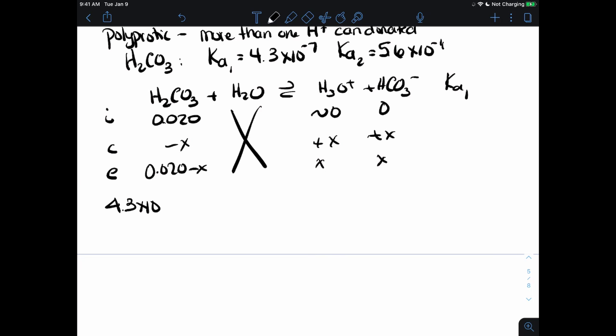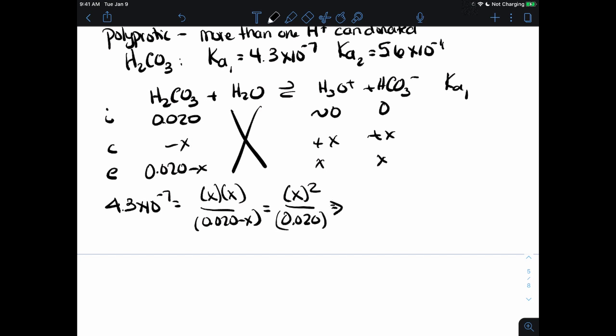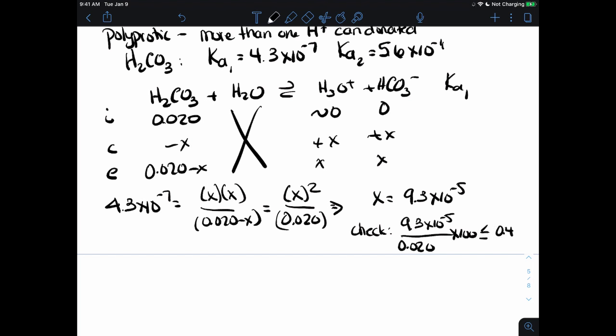So I know 4.3 times 10 to the negative 7, it's going to be X times X over 0.020 minus X. Make that assumption because I don't want to do a quadratic or successive approximations. And then ultimately we can find that X equals 9.3 times 10 to the negative 5. Before we go any further, let's check that this assumption is okay. 9.3 times 10 to the negative 5, that was how much I lost, divided by how much I started with, times 100. And we're at about 0.4%, so well within that 5% threshold.